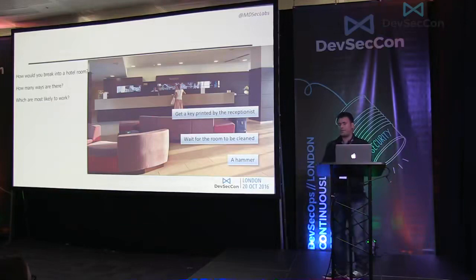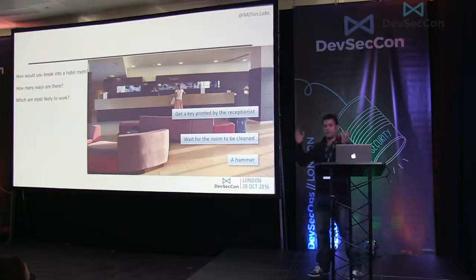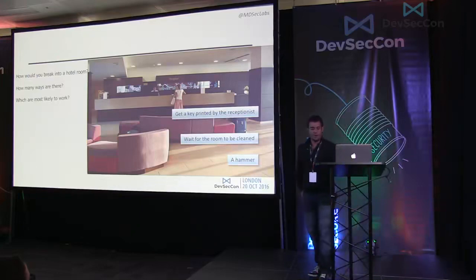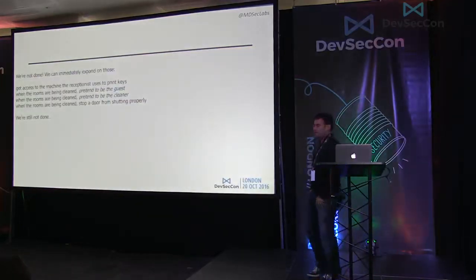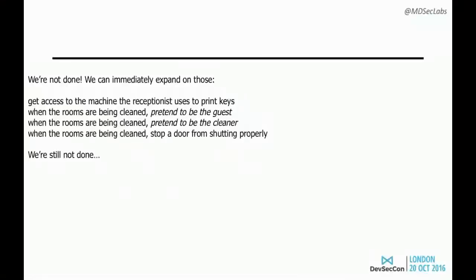It would be nice if we had a way of finding all these problems by brainstorming, and we didn't have to invite a room full of 200 people every time we wanted to find a way in. So what we need to do is think about some different ways, maybe initially by brainstorming. So we maybe come up with getting access to the machine the receptionist uses to print keys. Obviously the receptionist is using a machine, hence the machine also has a value. We could also pretend to be the guest when the room is being cleaned. We could also pretend to be the cleaner and try and get in. So maybe there are two different ways involving that, two different types of spoofing.